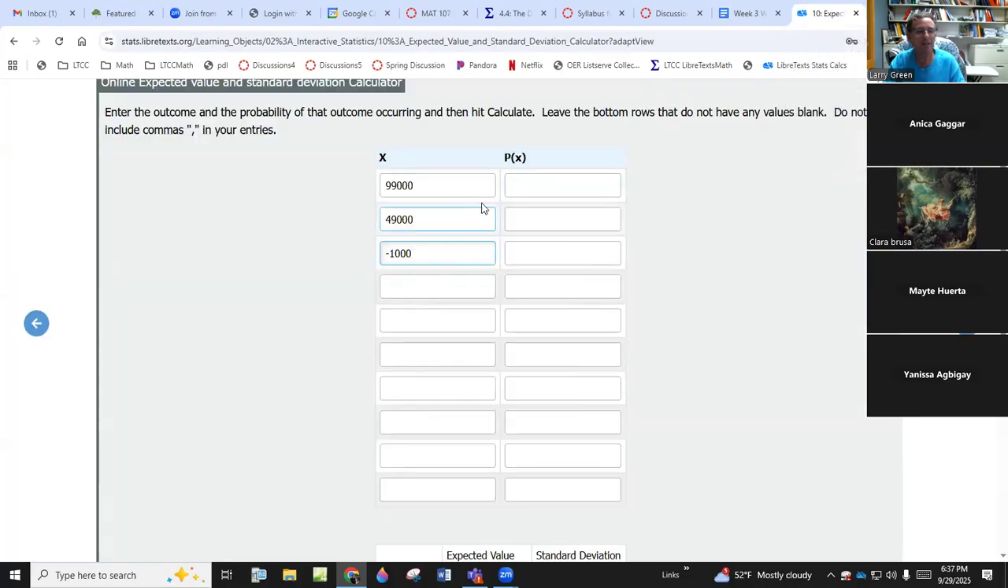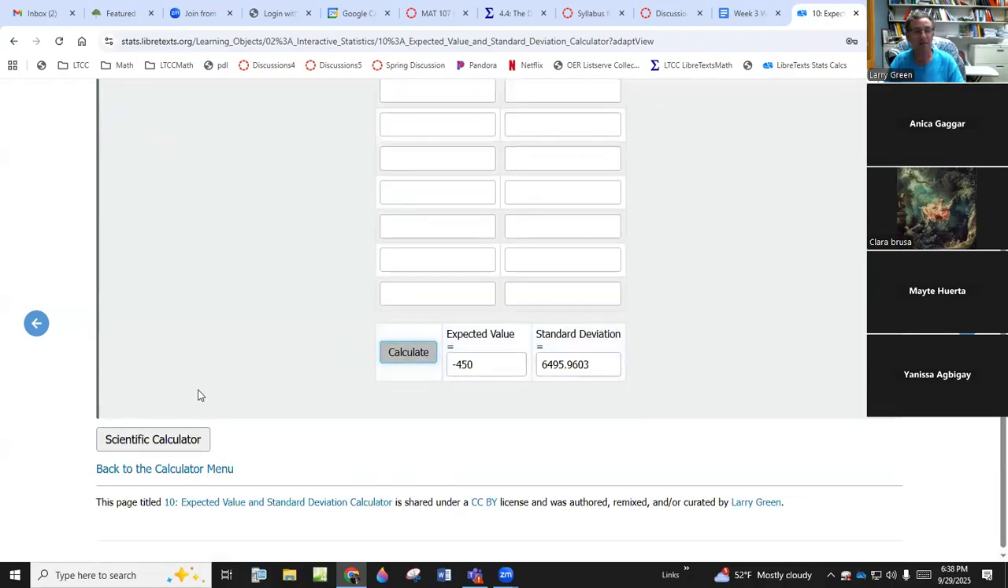And then we had 0.003, we had 0.005, and then finally we had 0.992. Any questions on entering this into the calculator? Then hit calculate. Okay, expected value is negative 450. Standard deviation is 6,495.96.